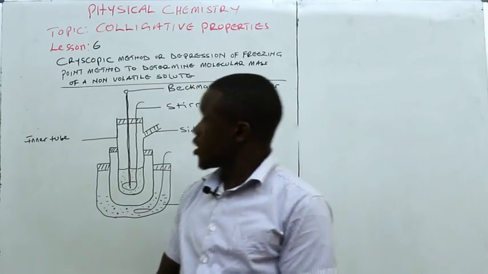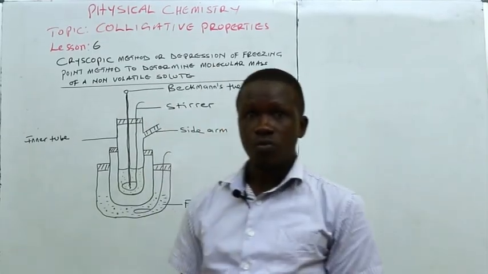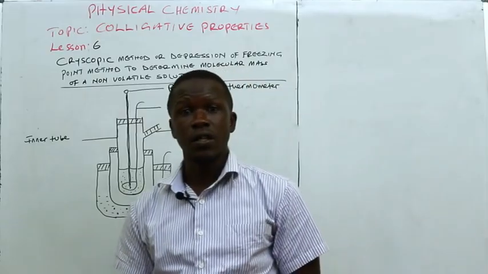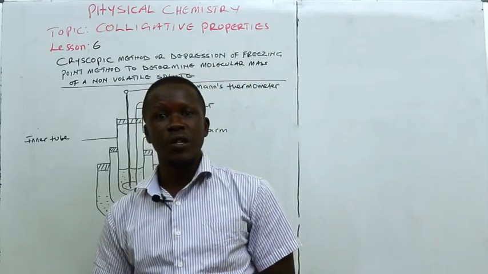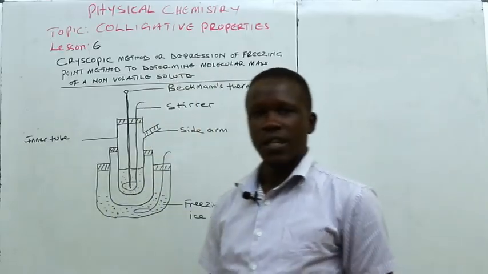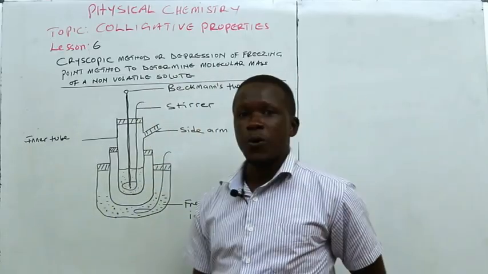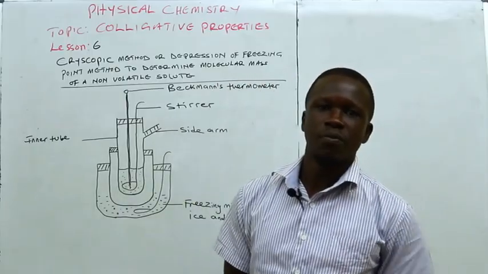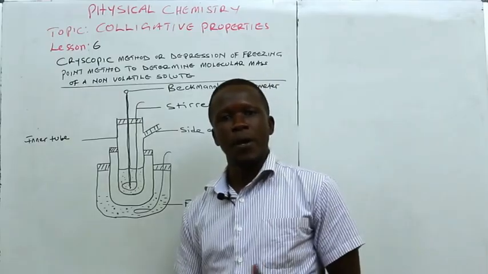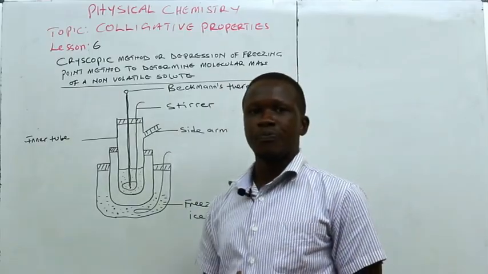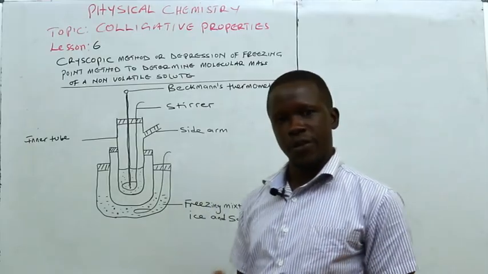Yes, welcome to lesson 6 of colligative properties. We are basically discussing depression in freezing point as one of the colligative properties that we listed. And after knowing how we can make a few calculations to determine molecular mass, freezing point, and the cryoscopic constant, here we want to look at the experimental bit.